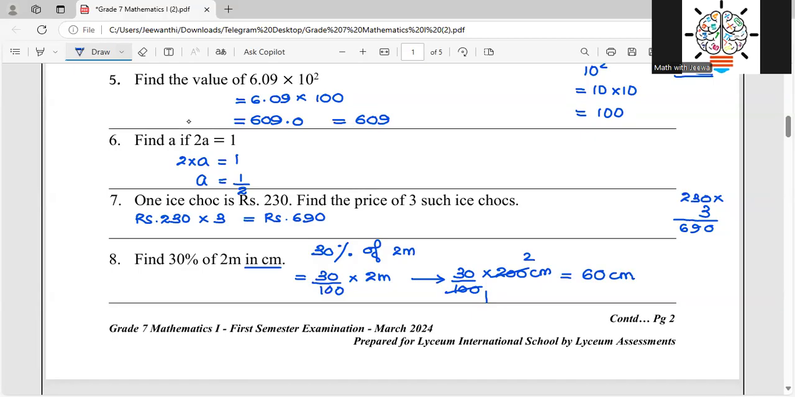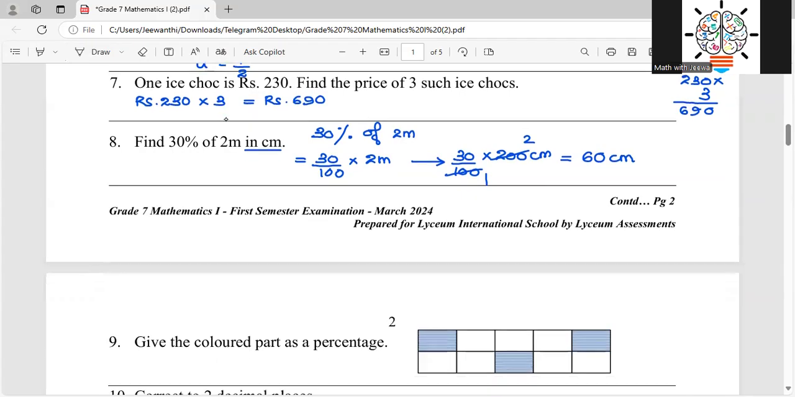60 centimeters, 30% of 2 meters. 2 meters means 200. 100 times 1 and 100 times 2. 2 into 30, it is 60 centimeters. Okay. So then we will move to the next sum.